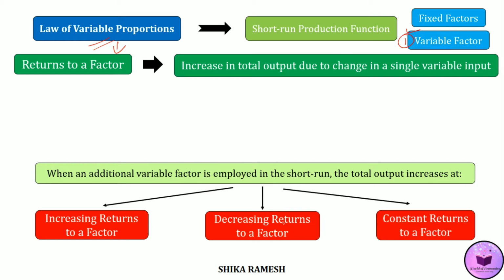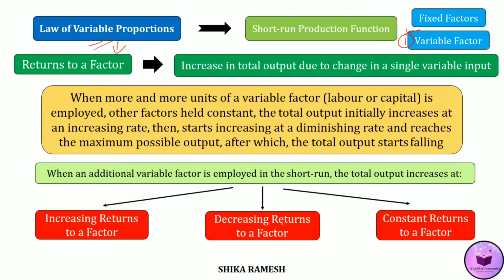The law of variable proportions can be stated as: when more and more units of a variable factor is employed, the variable factor can either be labor or capital. But it should be noted that there can only be a single variable factor in the short run.